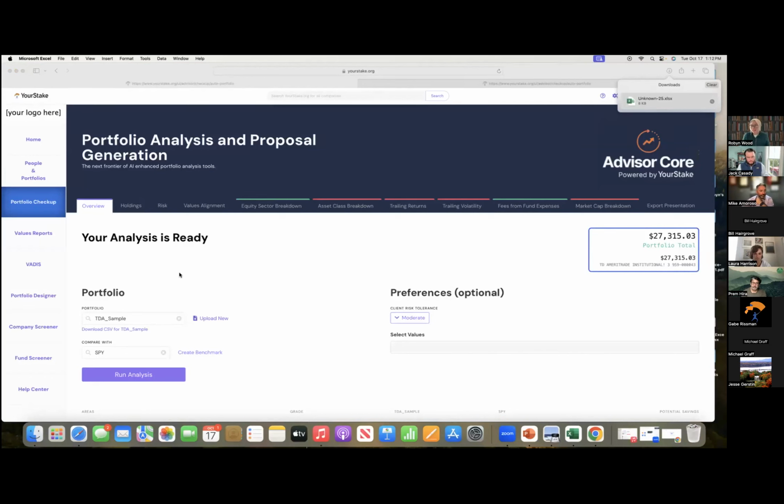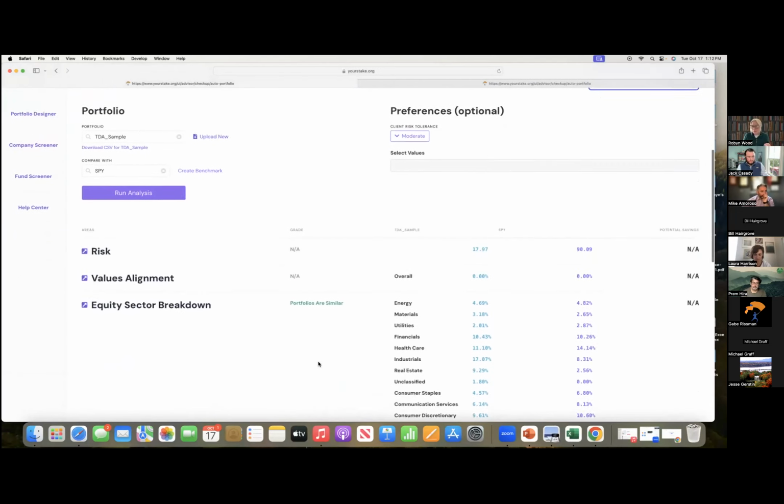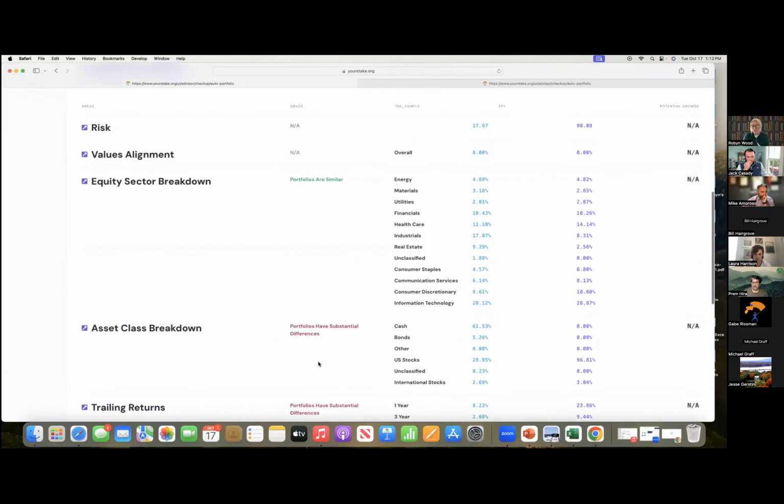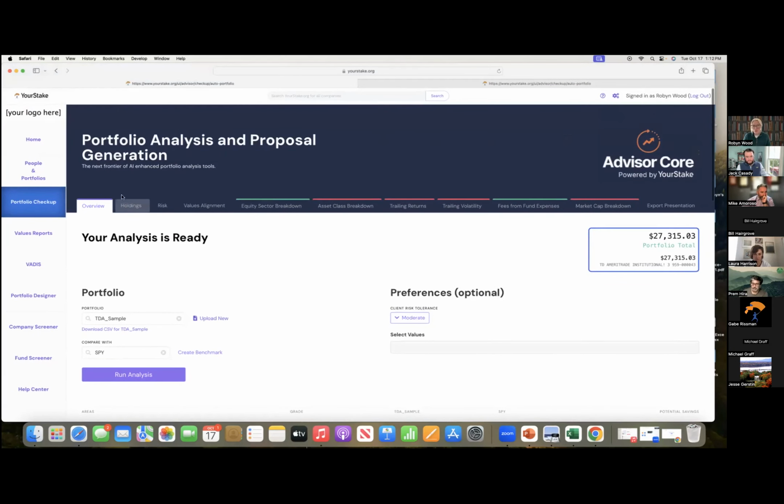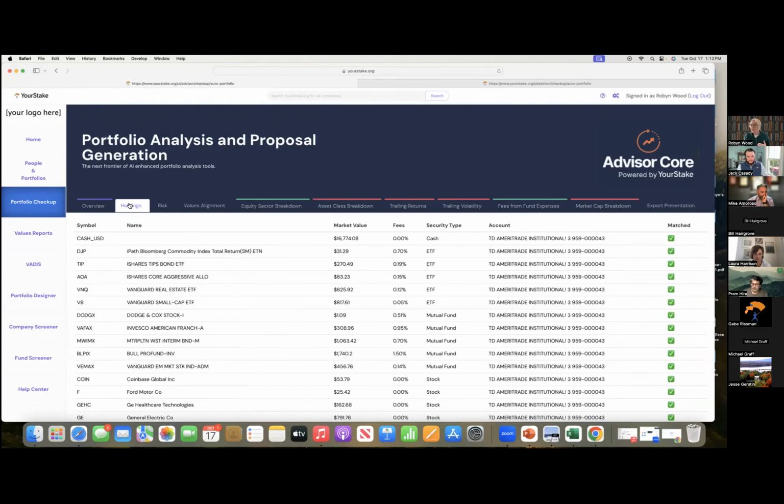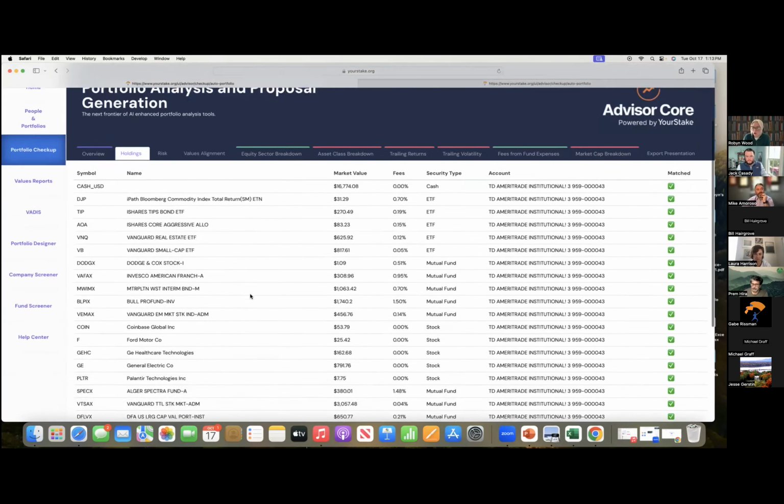And so the analysis, real quickly, has completed. So let's take a look. This is just a preview of each of the sections. I like to go through each of the tabs. So the holdings, what we saw on that Excel file, are all right here.